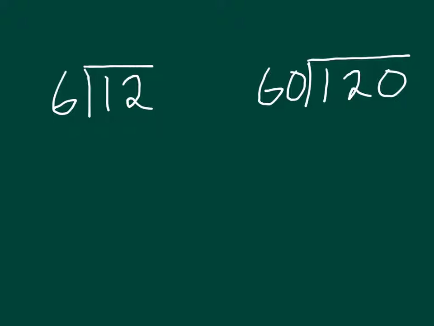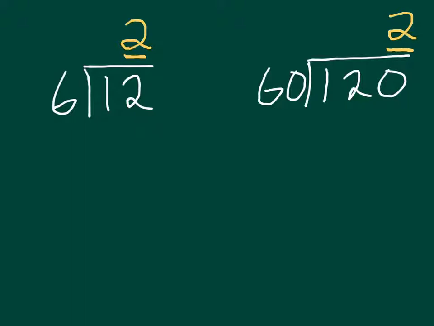Let's think about these two division problems. 12 divided by 6, well that's easy, that's just a division fact. 12 divided by 6 is 2. But what about 120 divided by 60? Well, 60 doesn't go into 1, it doesn't go into 12, it does go into 120, and when I count 60s, 60, 120, I see, oh, it goes in 2 times.